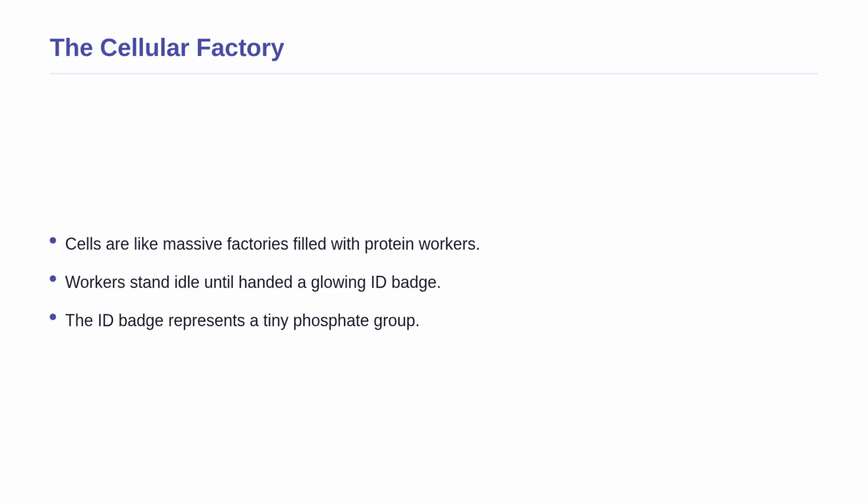To start, imagine a massive factory filled with thousands of workers, which represent the proteins inside your cells. These workers are just standing around doing absolutely nothing until they are handed a very specific glowing ID badge, which represents a phosphate group. This simple, beautiful act of adding a tiny chemical tag is exactly how cellular machinery is turned on and instructed to perform its specific job. Without this system, the factory would be completely frozen. The workers have the potential to do the work, but they lack the authorization.